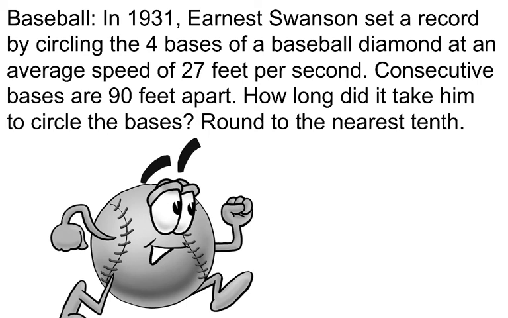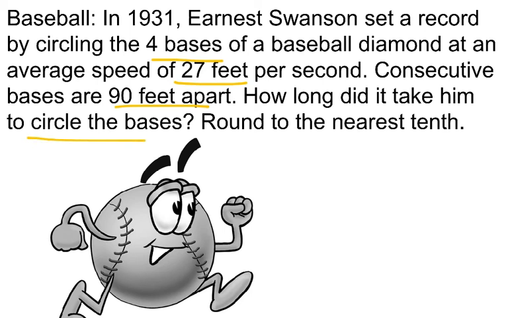In 1931, Ernest Swanson set a record by circling the 4 bases of a baseball diamond at an average speed of 27 feet per second. Consecutive bases are 90 feet apart. How long did it take him to circle the bases? Round to the nearest tenth.